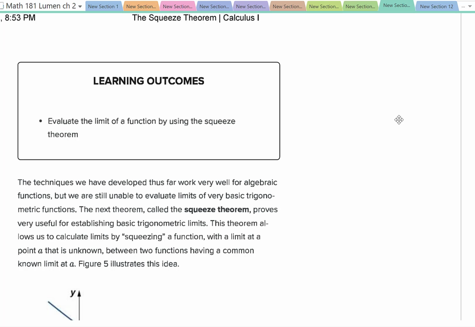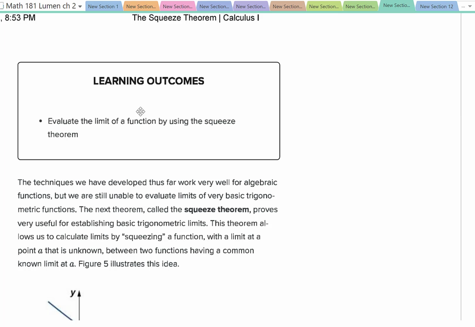We are continuing our journey through evaluating limits, and this section is about a special theorem called the Squeeze Theorem, and it helps us to evaluate what a limit would be. We may not be able to find the limit of that particular function, but we can find the limit of a function that's smaller than it and one that's bigger than it, and if they go to the same place, then we know that the one we're talking about is going to go to that place. So that's the idea behind the Squeeze Theorem.